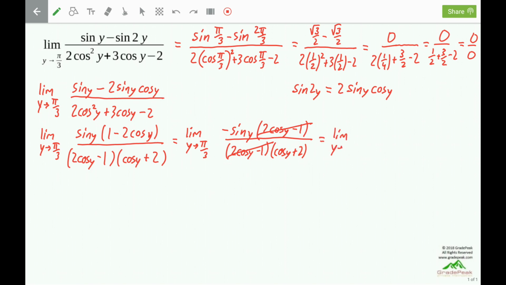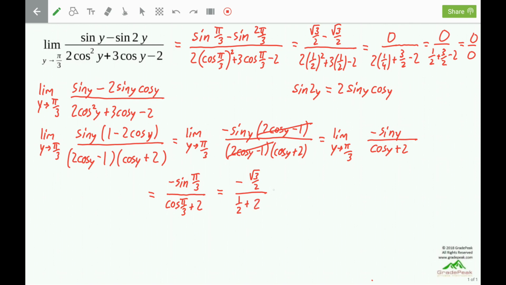So we should no longer have the 0 over 0 indeterminate form. I'm just going to rewrite what we do have left. And now that we no longer have the 0 over 0 indeterminate form, we should be able to plug in pi over 3 for the remaining y's. That will give us the negative sine of pi over 3 divided by the cosine of pi over 3 plus 2. The sine of pi over 3 is root 3 over 2. The cosine of pi over 3 is 1/2.